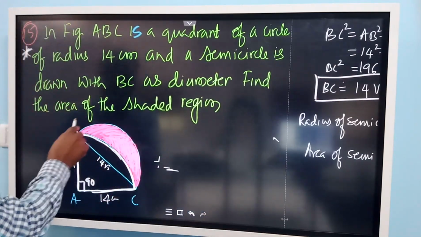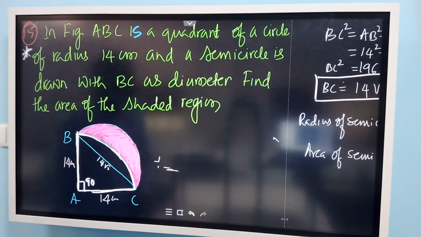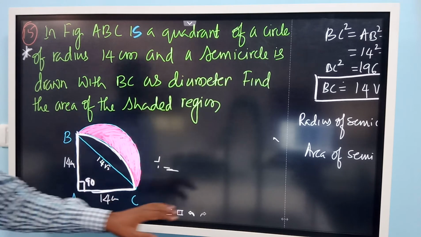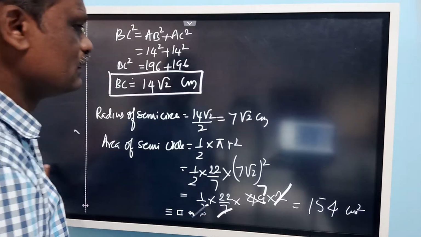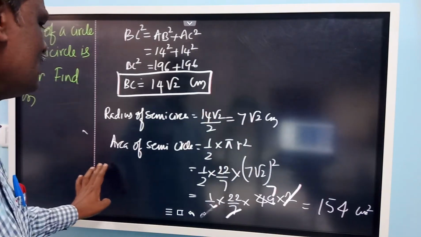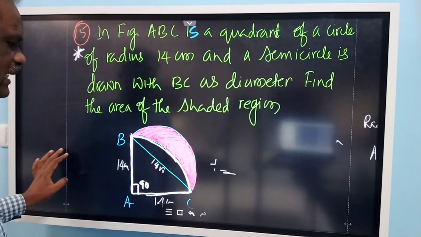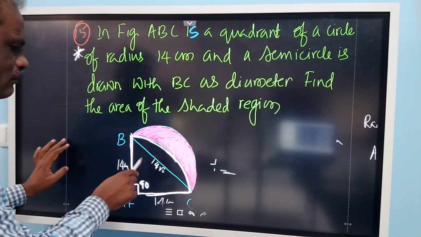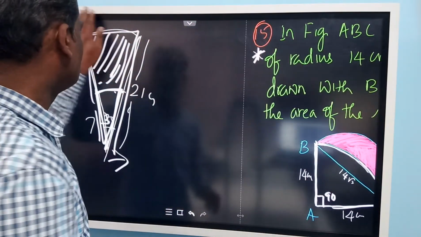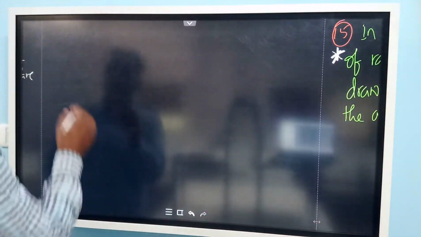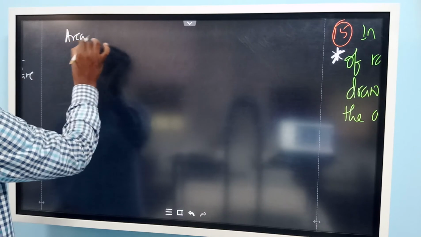This area includes this segment and this shaded portion. Now, find out the area of this segment on BC. Area of this segment you can find out just by finding the area of this quadrant minus area of triangle. So I will write here area of segment. First let us find out the area of the quadrant.